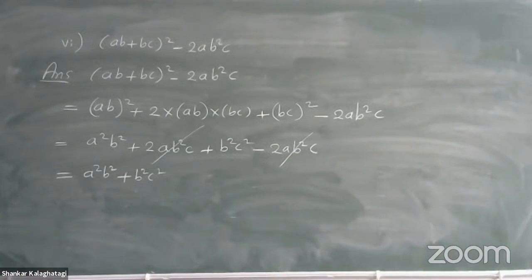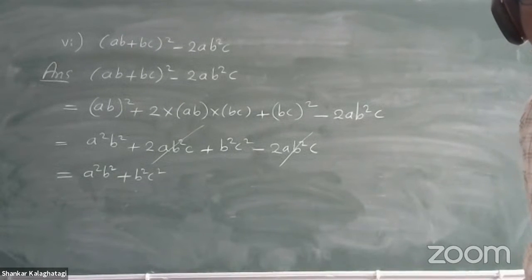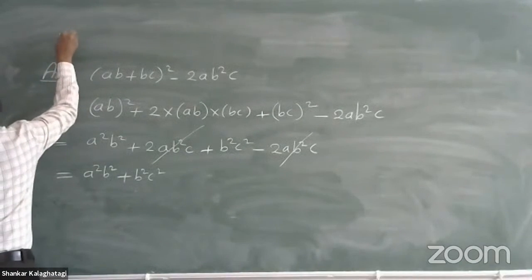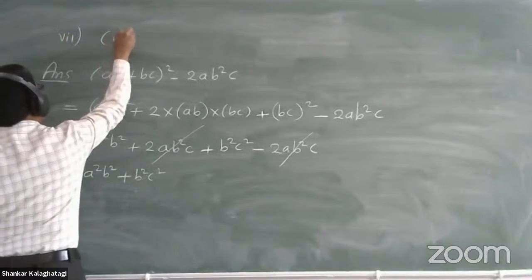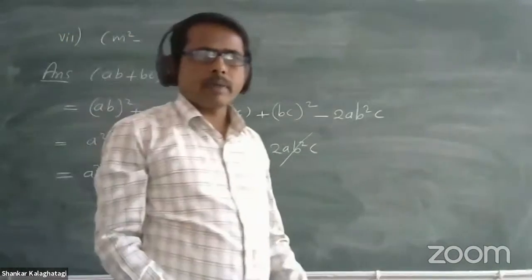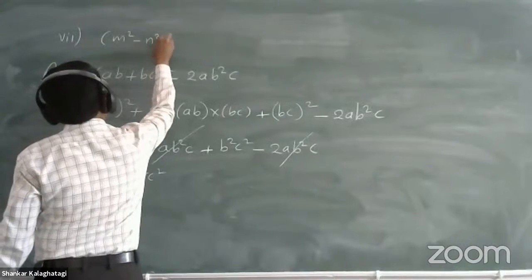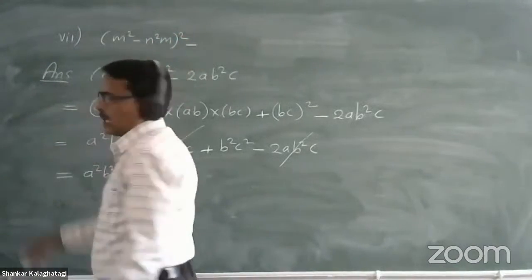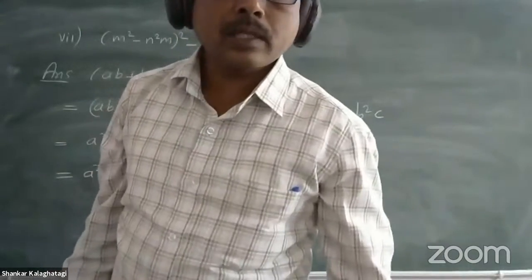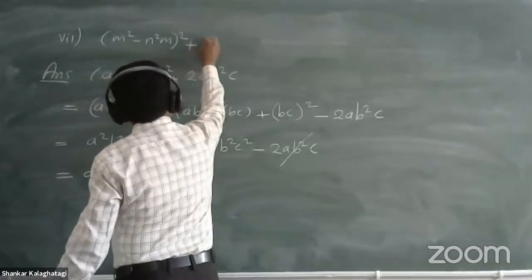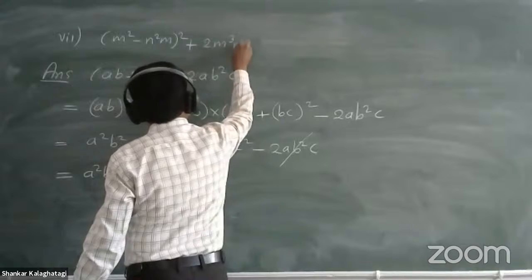Understood? Any doubt is there? Next question, the 7th one: (m² − n²m)² − ... (n²m)² plus 2m³n².